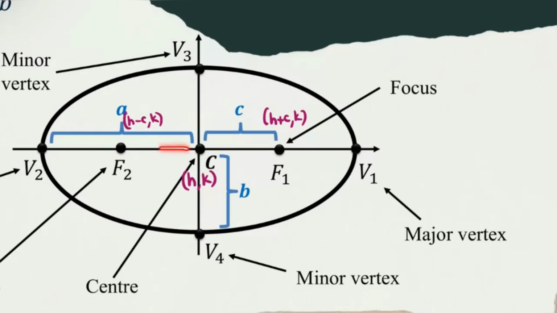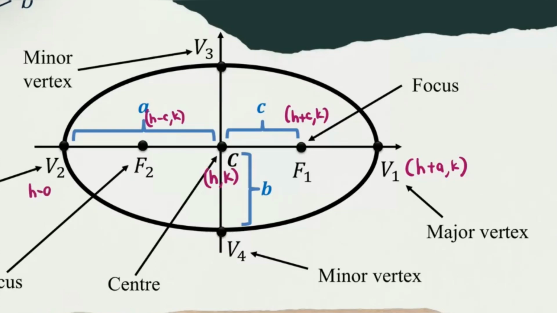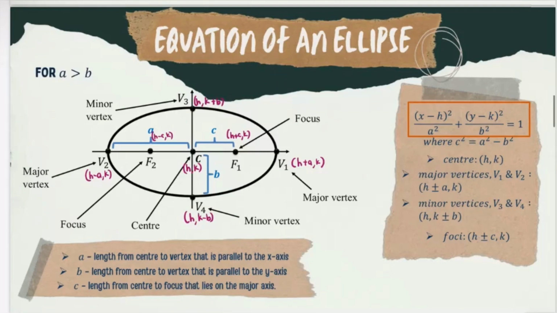Okay, and then nak dapatkan kita punya vertex, major vertex. So V1, kita gunakan length of A. So maksudnya V1 will be H plus A, K. Tapi kalau dia dekat yang belah kiri ni, dia akan jadi H minus A, K. Kalau B apa yang berubah? K yang berubah sebab dia naik atas ataupun dia turun bawah. So here it will be H, K plus B. Tapi kalau dekat bawah dia akan jadi H, K minus B. So ini koordinat ni kita bermain dengan digerakkan ke mana-mana. Okay, so yang itu sahaja untuk equation of an ellipse.